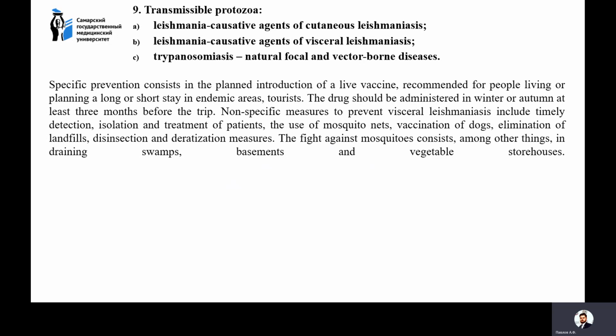Non-specific measures to prevent visceral leishmaniasis include timely detection, isolation, and treatment of patients, the use of mosquito nets, vaccination of dogs, elimination of landfills, disinsection and desertization measures. The fight against mosquitoes consists, among other things, in draining swamps, basements and vegetable storehouses.